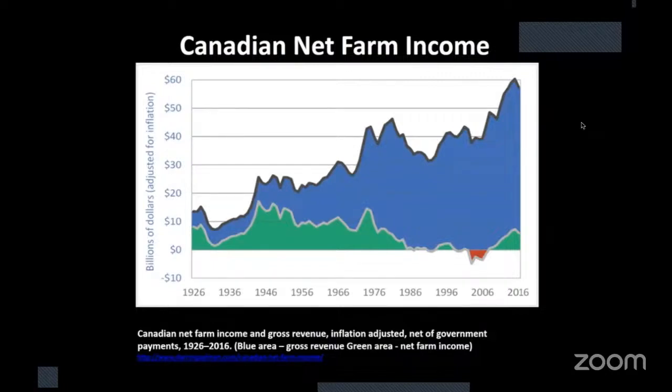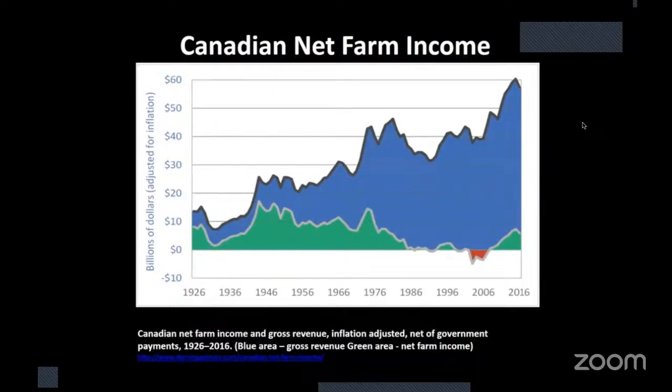But the green line, your net farm income, has been going down. And in fact, in 2006, which I figure was probably the same thing here, it's in the red because of the low corn prices in that year. So what is going on? Why are these two lines separating and going in different directions?